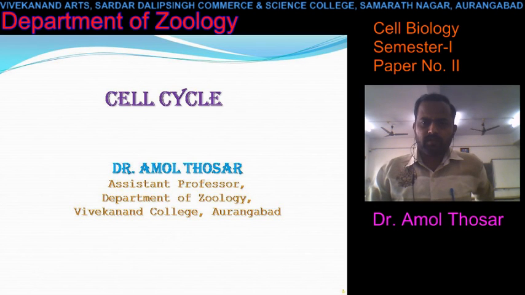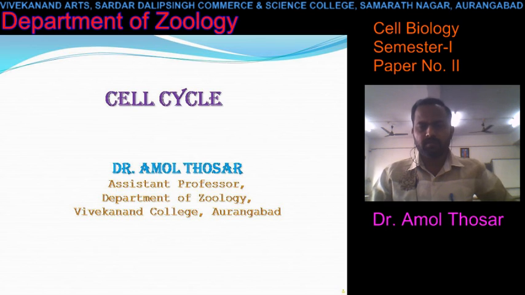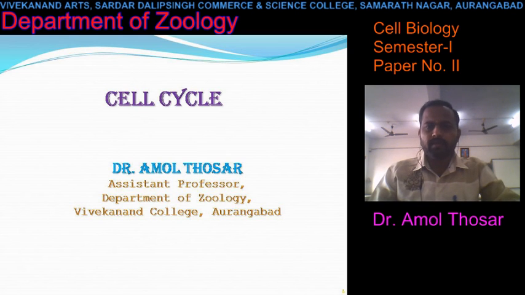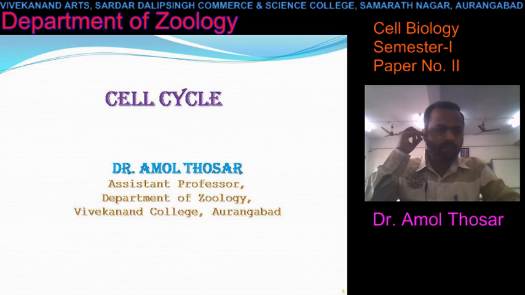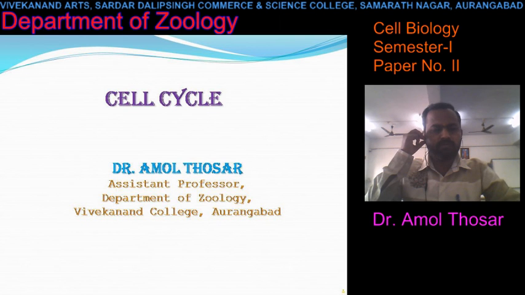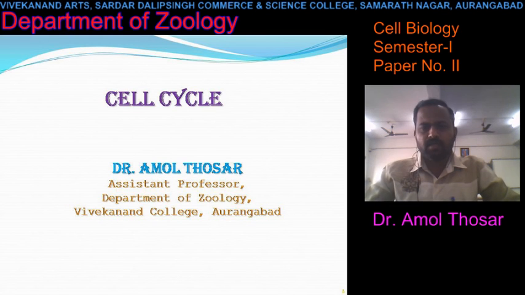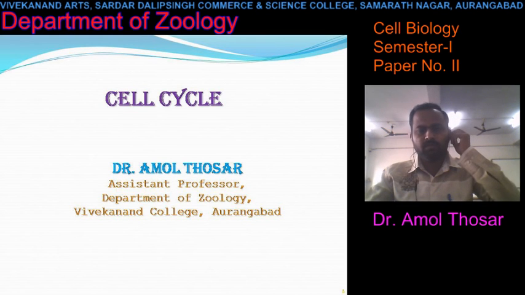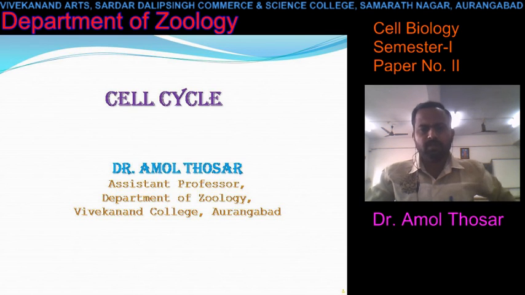In the last lecture we discussed the structure and function of DNA. Today we will discuss a new topic, the cell cycle. We know very well about the cell cycle. The cell cycle, or cell division cycle, is a series of events that takes place in a cell that causes it to divide into two daughter cells. That is called a cell cycle or cell division cycle.